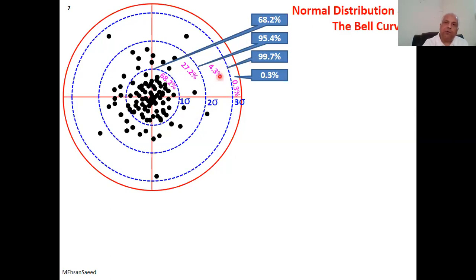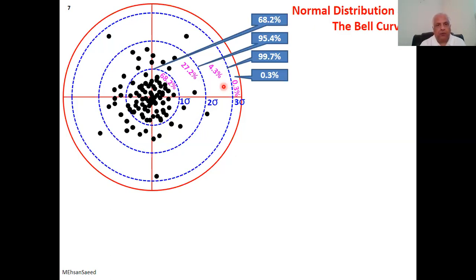So add 4.3 to 95.4, you get 99.7%, or let's say almost 100% of bullets, or 100 bullets, have landed inside three standard deviations, and only 0.3% lie outside.